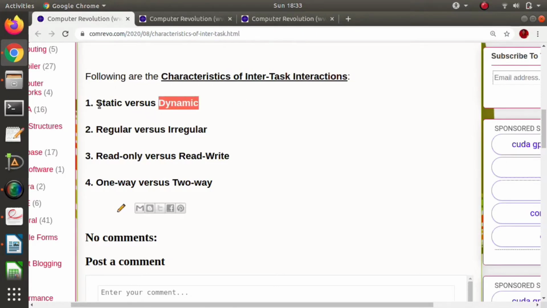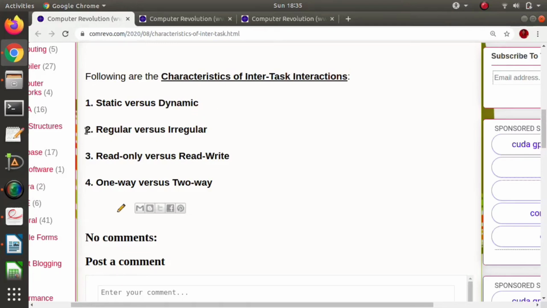Static interaction, in the sense that we know when the interaction will happen, we know the time of interaction, while dynamic interaction, in the sense that we do not know the time of interaction, so only at runtime will we come to know the time of interaction between the different tasks.